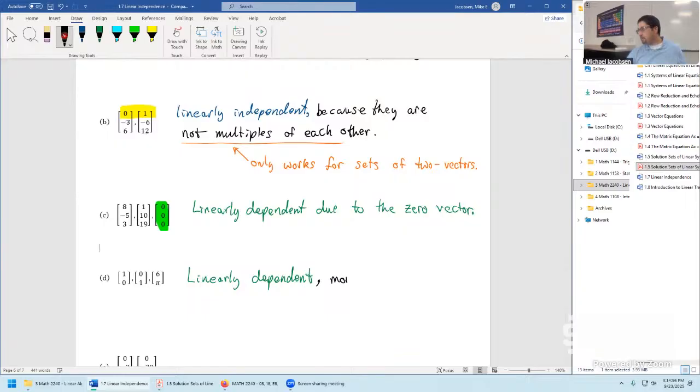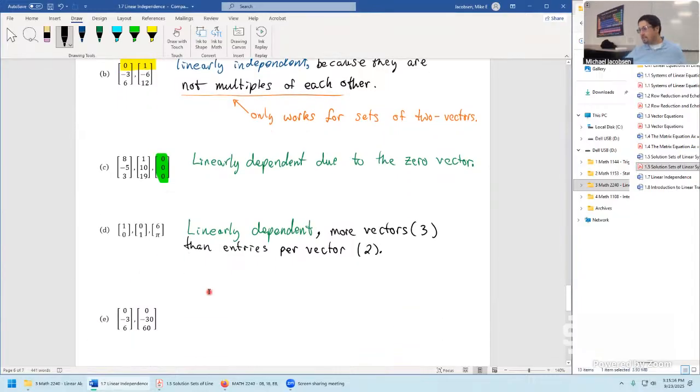There are more vectors, 3 of them, than entries per vector. There's only 2 entries per vector. That does the job. If you have more vectors than entries, automatic dependence. Well, any questions so far, folks?